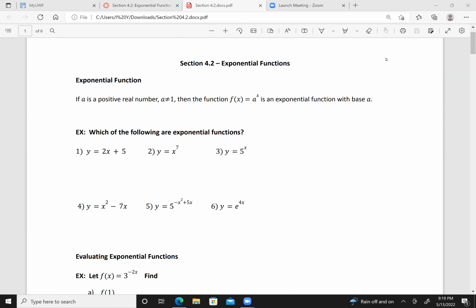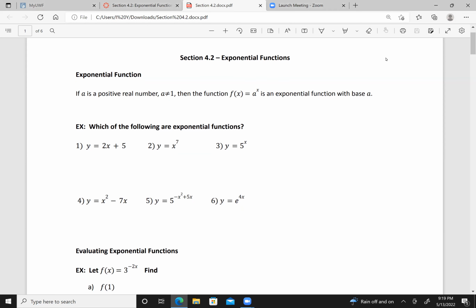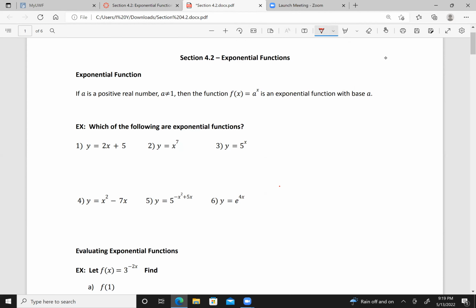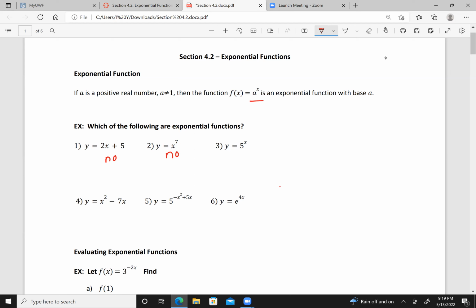Which of the following functions are exponential? This one is no. No. This one, here I have no exponent. This one is no, because note the exponent: a is a constant, the exponent is a variable. So this one is yes.